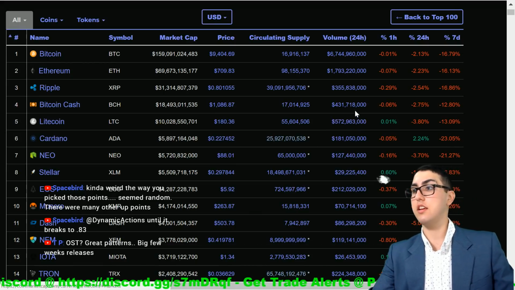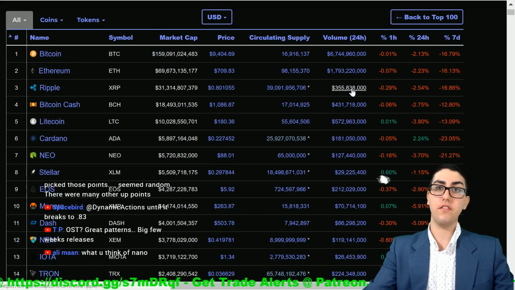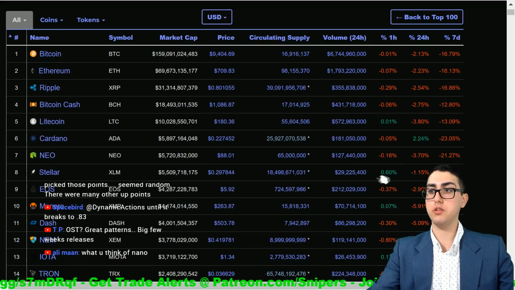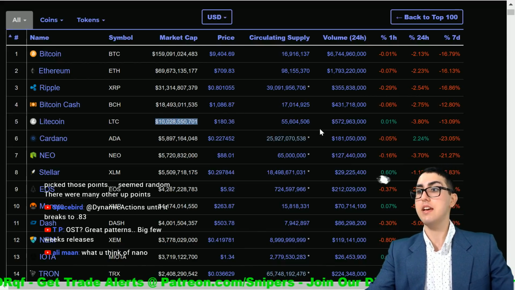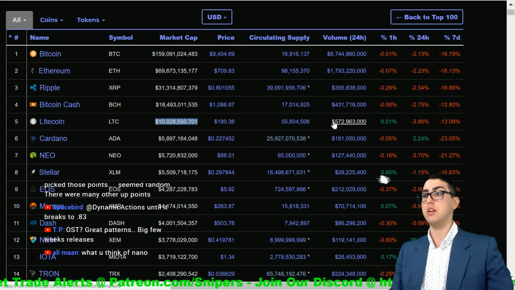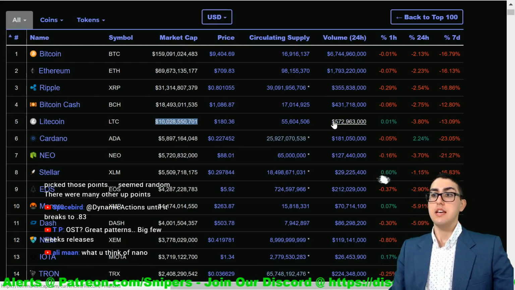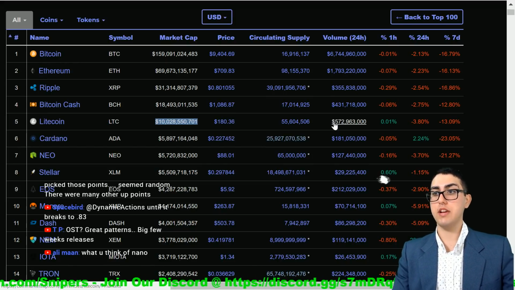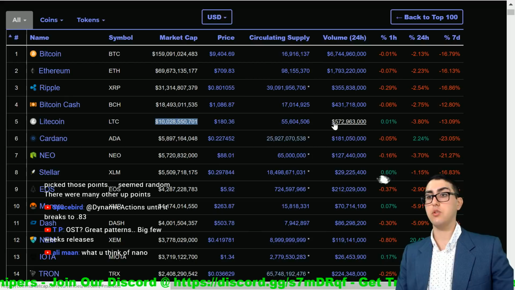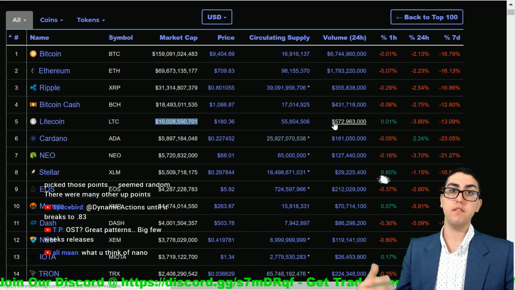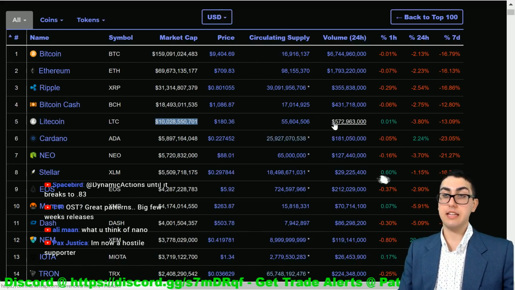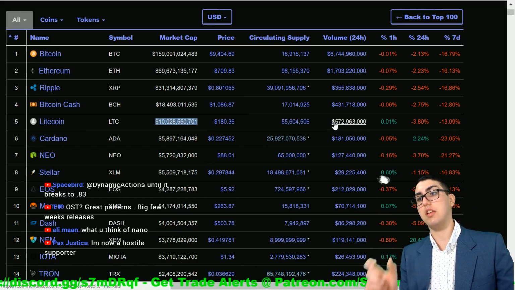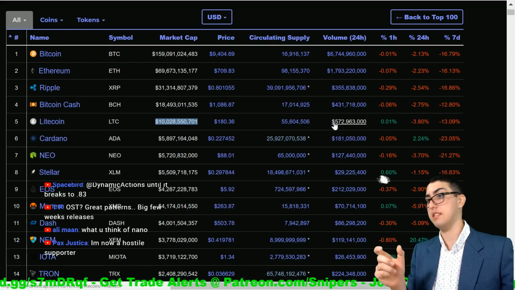And you can see even here with Ripple, 355 billion in volume in the past 24 hours with a $31 billion market cap, versus a $10 billion market cap and $572 million. So in my opinion, that's stout compared to all of these other coins. If Litecoin were to go up in value and kept its ratio of volume to market cap, that would push Litecoin to the top 3 instead of staying in the top 5.